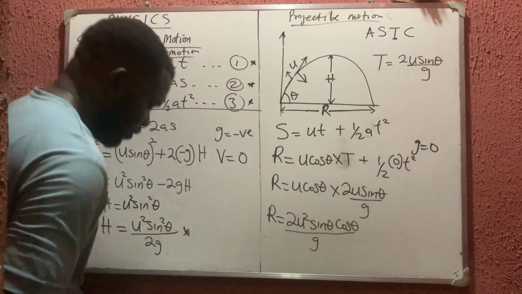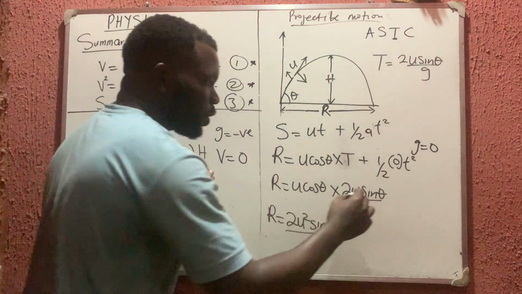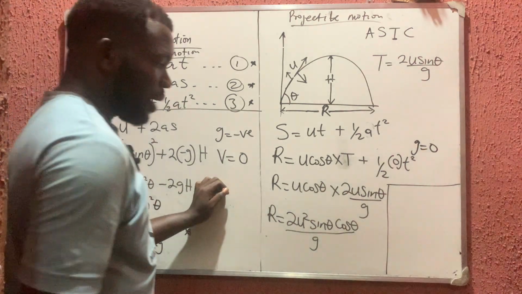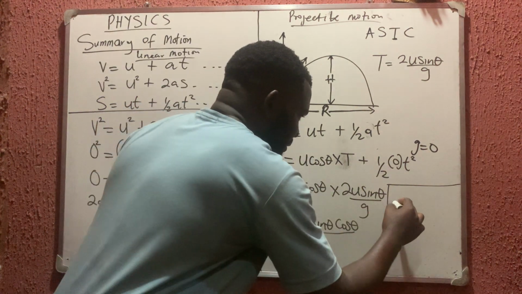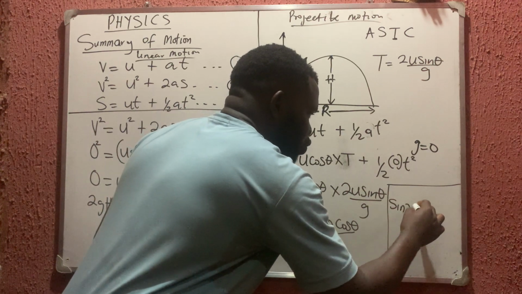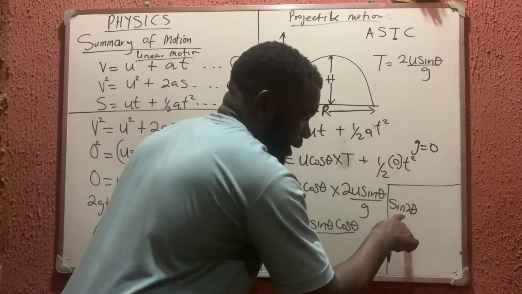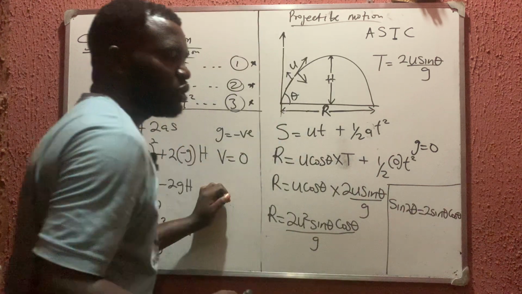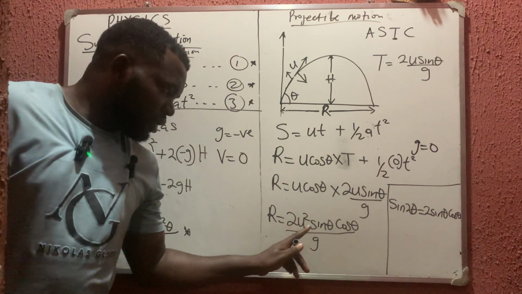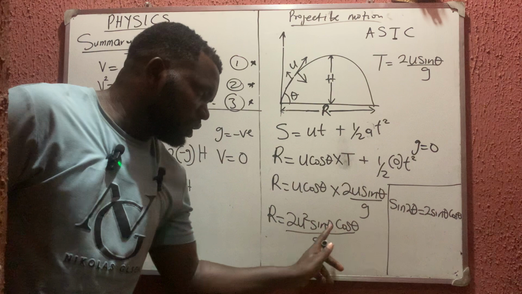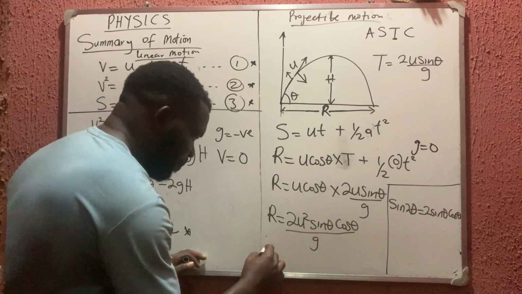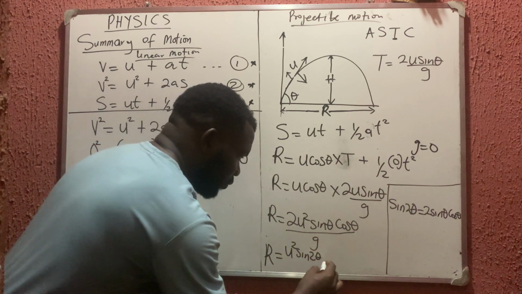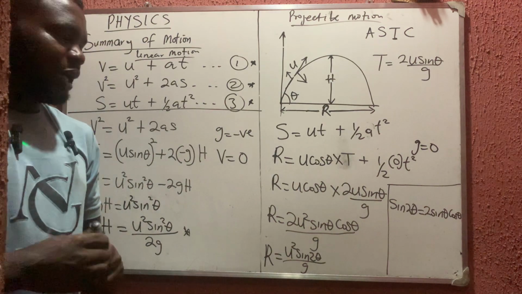But please, child of God, look at what I need you to know. According to trigonometry, you can watch my video on trigonometry. One of the ratios of trigonometry said that sine 2 theta, not square theta, sine 2 theta is equal to 2 sine theta cos theta. Please, you need to know this thing. So now, this is 2, this is sine theta, this is cos theta. So these three things is equal to sine 2 theta. So therefore, my range will now be u squared sine 2 theta over g.